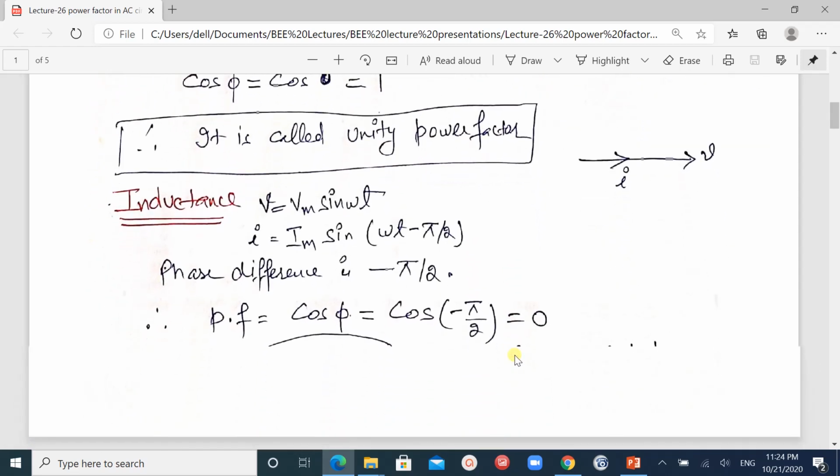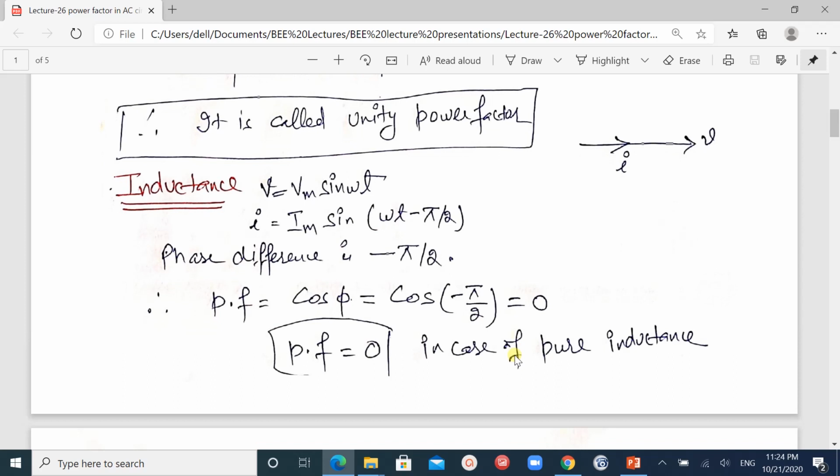Then in the case of inductance, V is equal to Vm sin omega t as we know, and I is equal to Im sin(omega t minus pi by 2), because there is a phase angle difference of 90 degrees. So the power factor is cos phi, with phi equal to pi by 2, so it is 0, so the power factor of the inductance is 0.